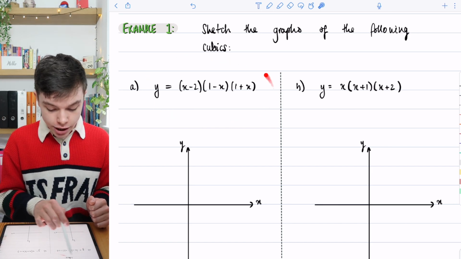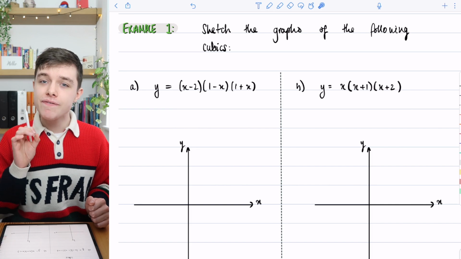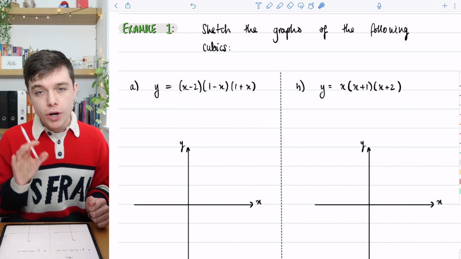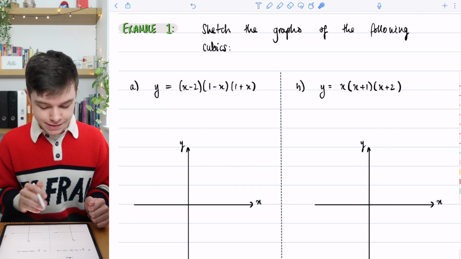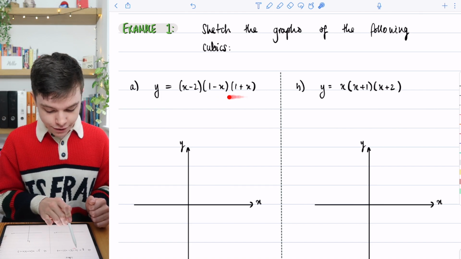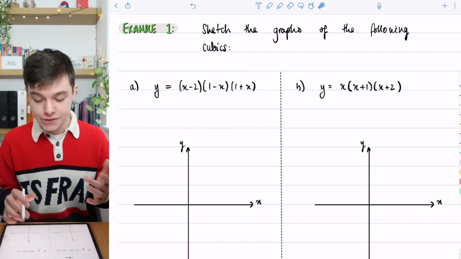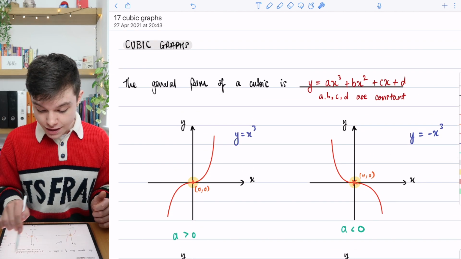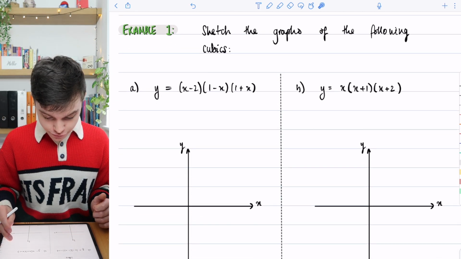Here we've got a cubic and we can see we've got 3 brackets multiplied together, so it's in factorised form. We're not sure yet how to factorise cubics, we'll get onto that in a minute. So for the minute we're just going to take the factorised form of a cubic. If you were to expand these brackets, you would get something in this general form here, but we'll just take the factorised form.